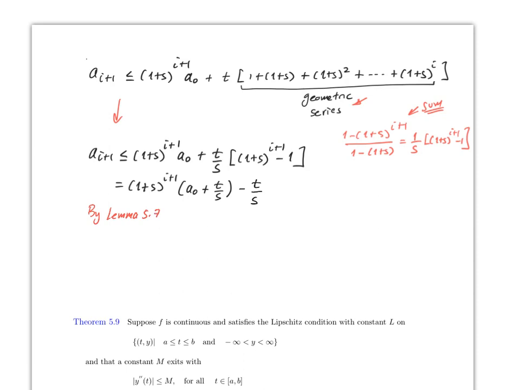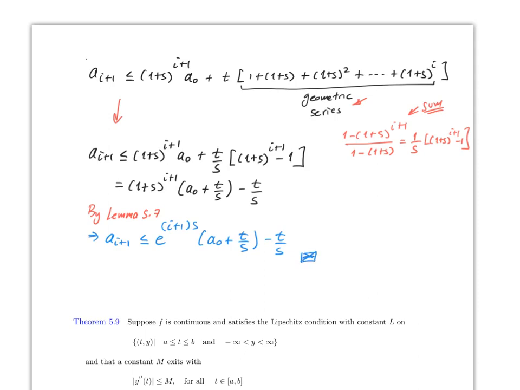5.7, which is the one we proved before this one, we get that a_{i+1} is less than or equal to e^{(i+1)s} times (a_0 + t/s) minus t over s. You should check this. This is the case. All we did was to use the lemma from the previous page. Okay, and that's the end of the story for this one.